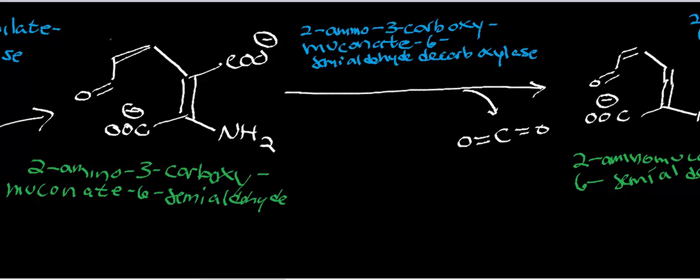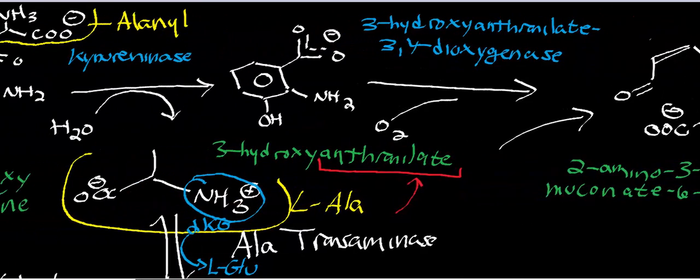Welcome back to tryptophan catabolism. In the last video, we looked at the pathway of tryptophan conversion to 2-amino-3-carboxymuconate 6-semialdehyde. In this video, we're going to look at the degradation of that molecule, which is shown right here, all the way down to Glutaryl-S-CoA. And then in the video after this one, we'll look at the conversion of Glutaryl-S-CoA down to acetyl-CoA.